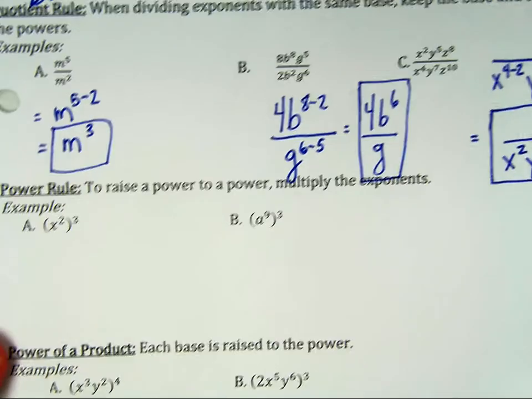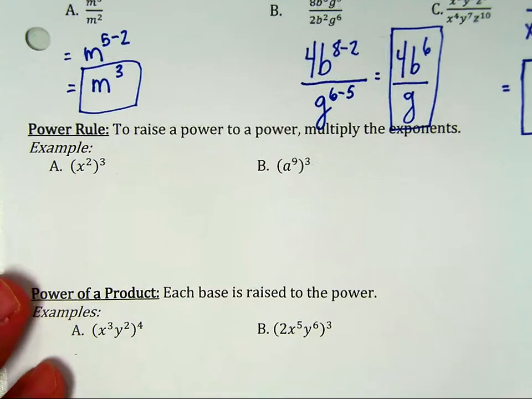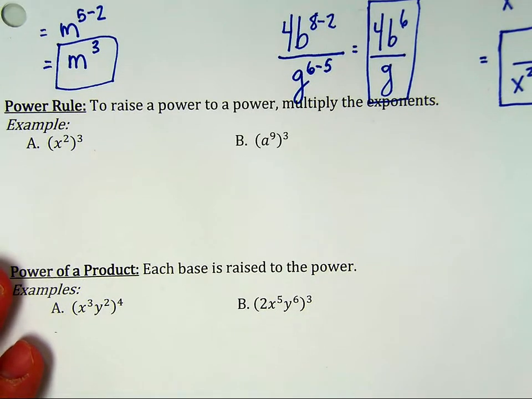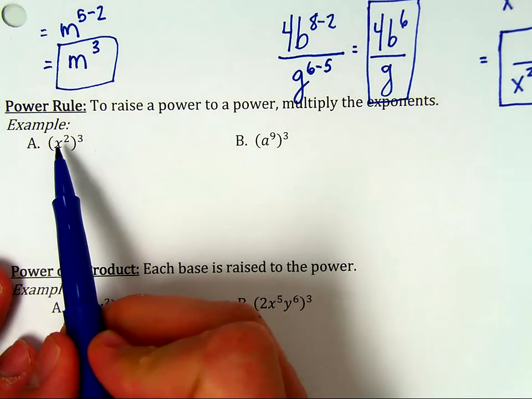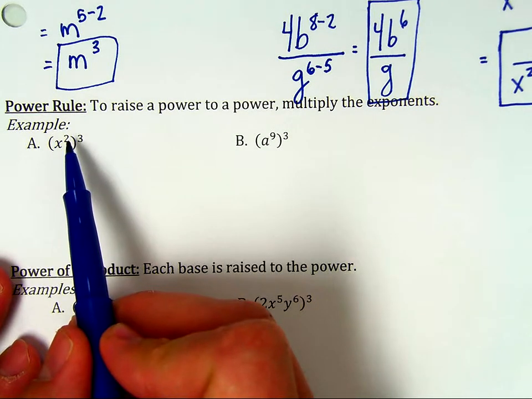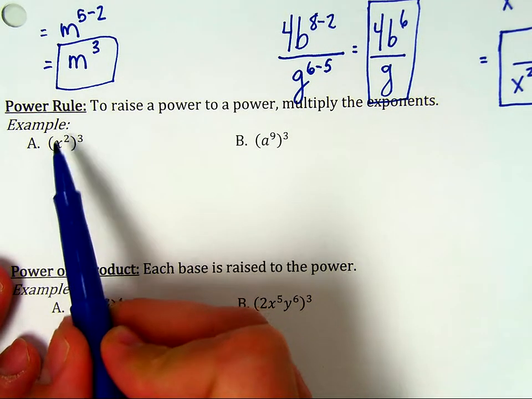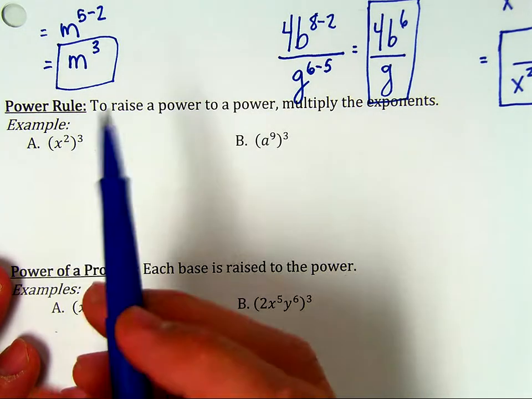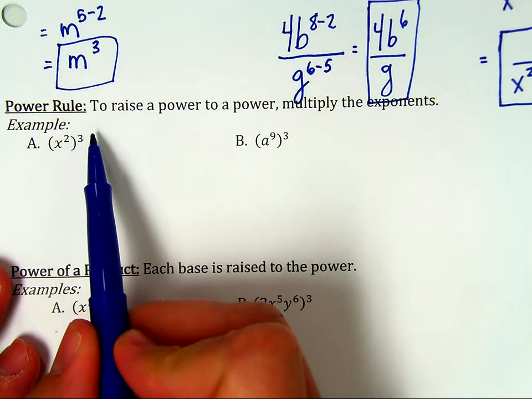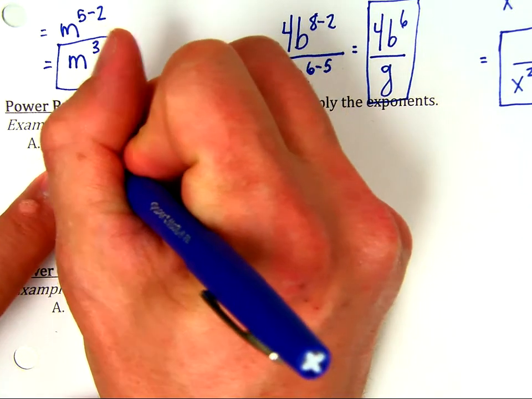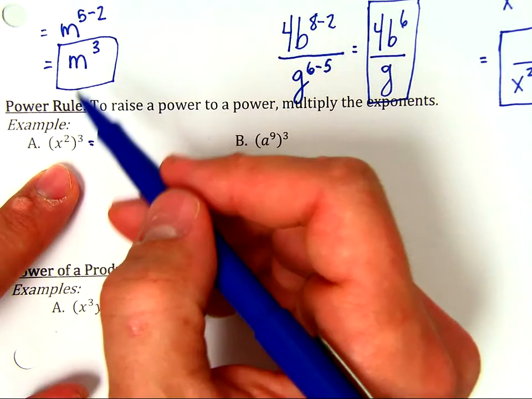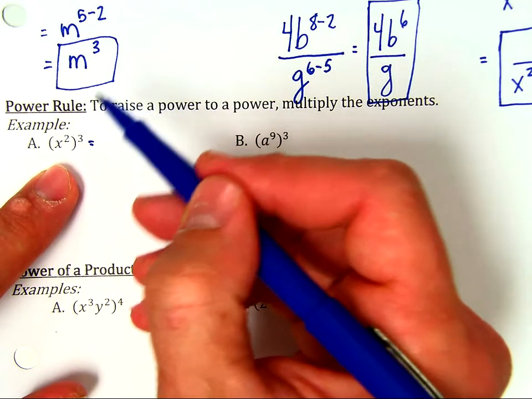Okay. All right, next property, the power rule. This says to raise a power to a power, multiply the exponents. So notice here that we have a base that has an exponent, but then that expression also has an exponent. That's when we say a power is raised to a power. So really what this is saying is anytime you have an exponent, you're multiplying that number by itself.